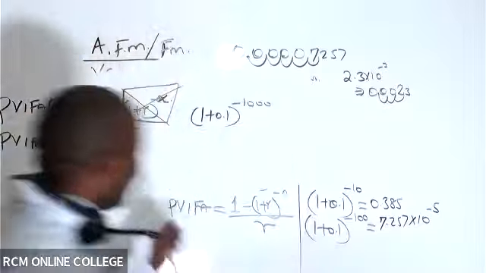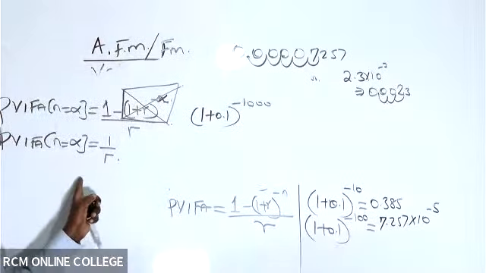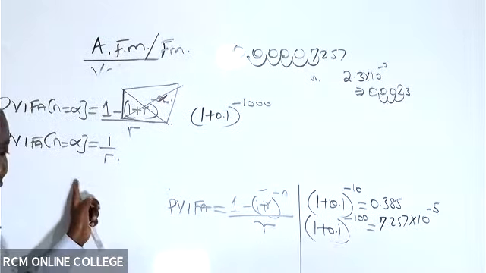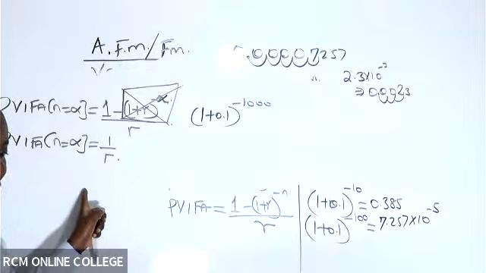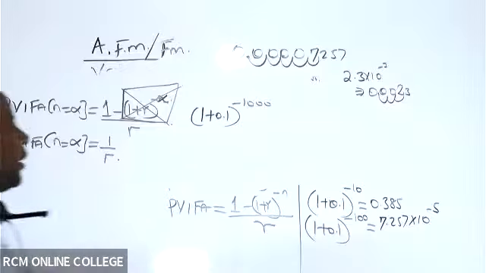1 over r. Are we together, ladies and gentlemen, up to here, 1 over r concept? When n is infinity, are we together? When n is infinity, then PV will be 1 over r. All right. Thank you so much.